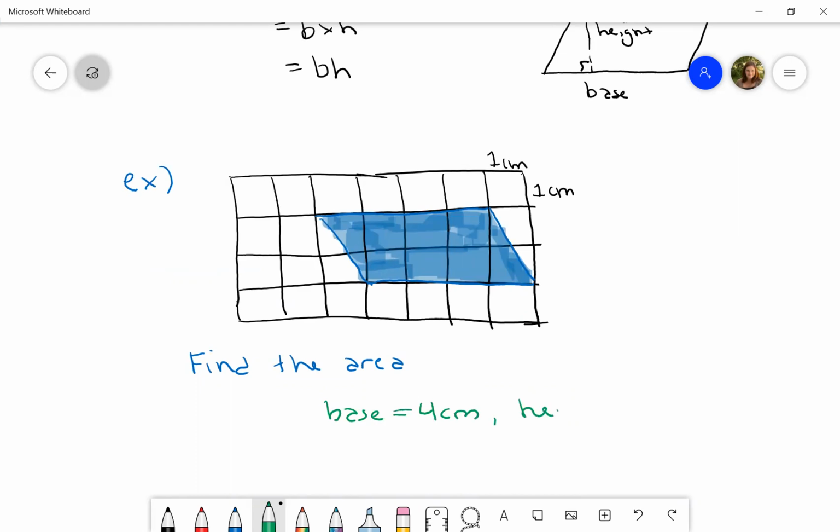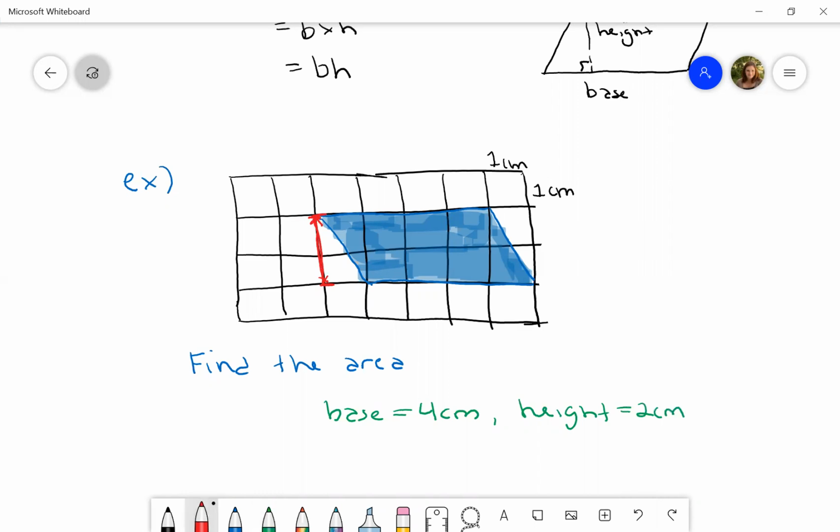And the height would be, well, here, let me draw it on here. That would be, oops, a little too long. That would be the height, right? Right from here to here. And that would be 2 centimeters.